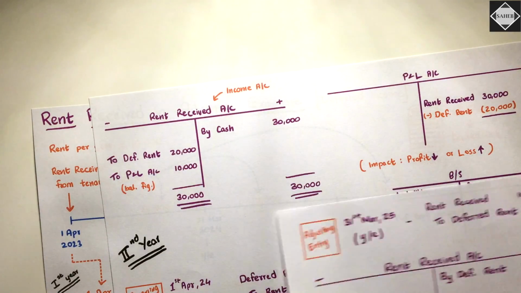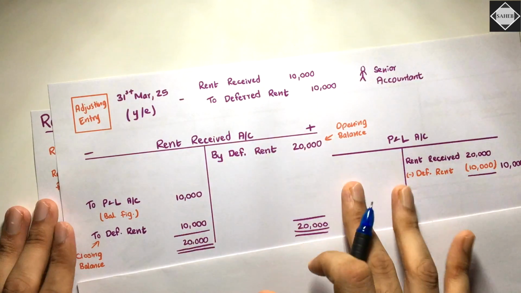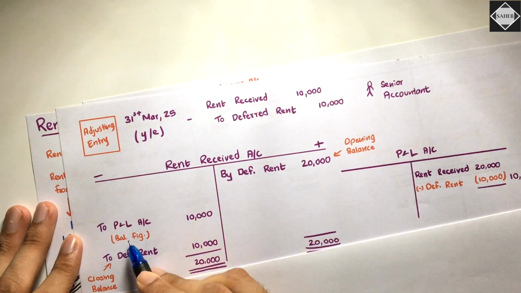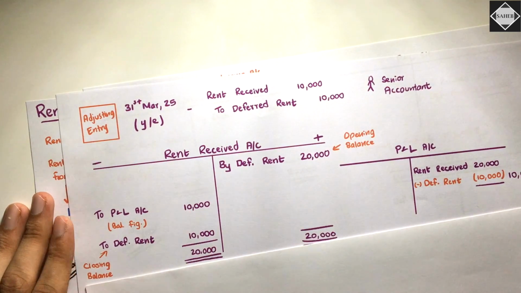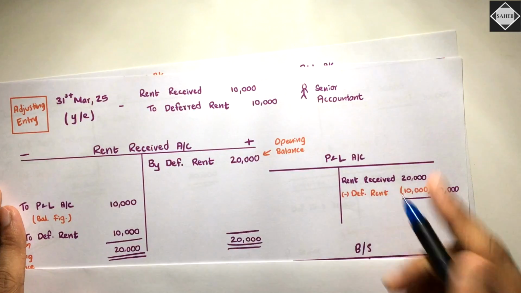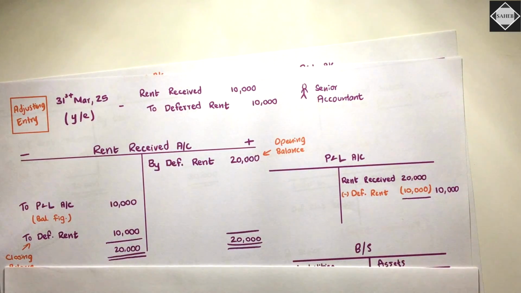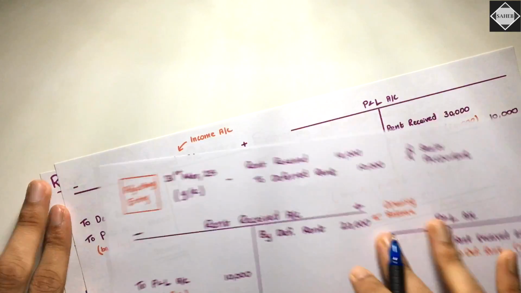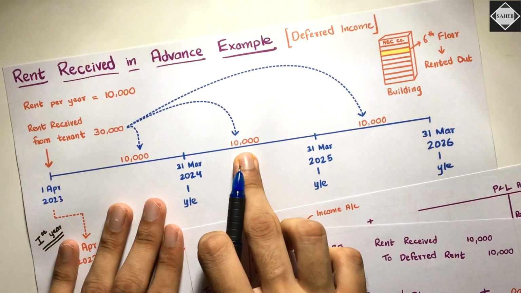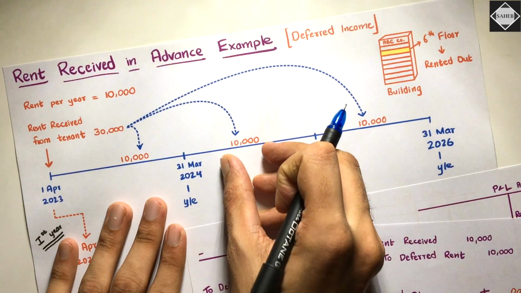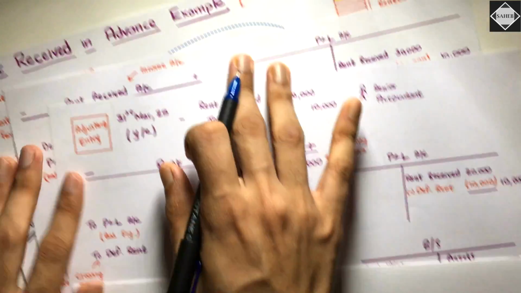Fine. So we prepared this rent received account and we came to know that 10,000 is the balancing figure and 10,000 will hit the profit and loss account. So if you prepare the P&L account, see here, 10,000 has come over here, which is absolutely correct. In the second accounting period, how much is the rent received income? Only 10,000. So only 10,000 should hit P&L.